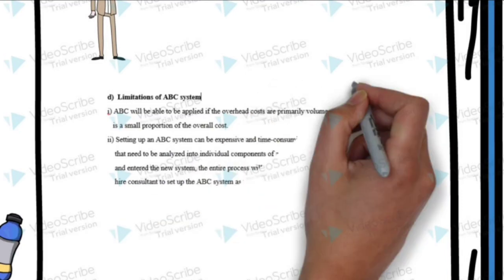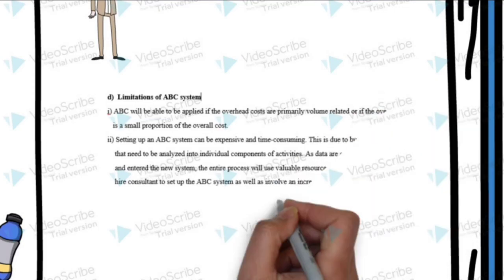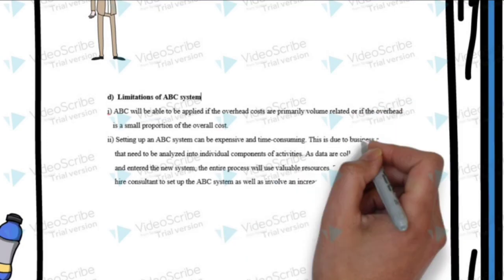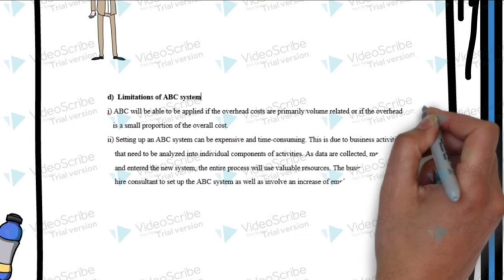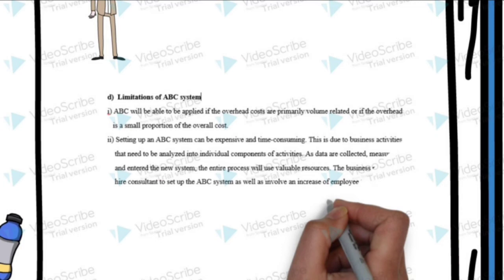Limitations of ABC system. 1. ABC will not be able to be applied if the overhead costs are primarily volume related or if the overhead is a small proportion of the overall cost.